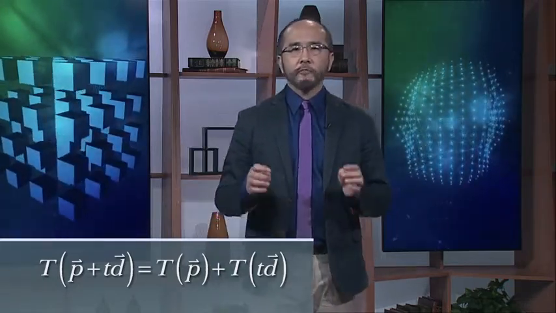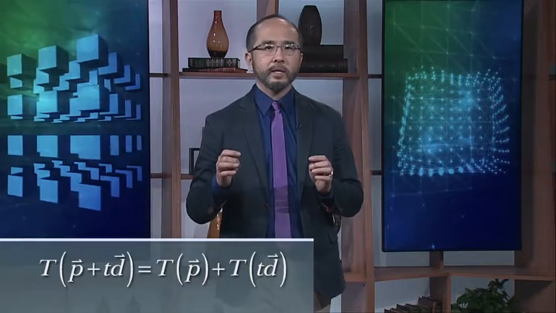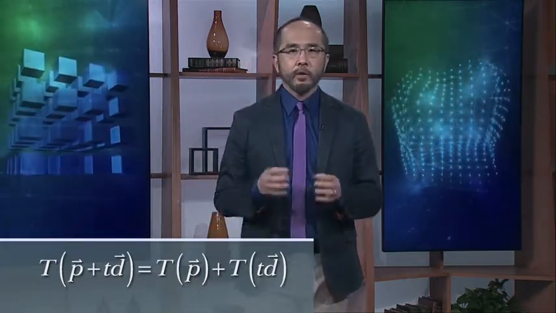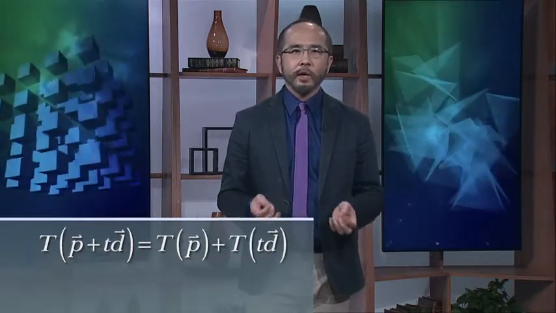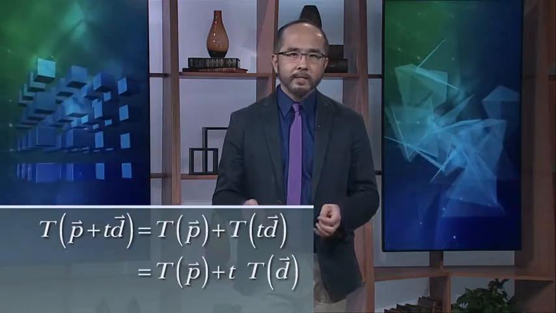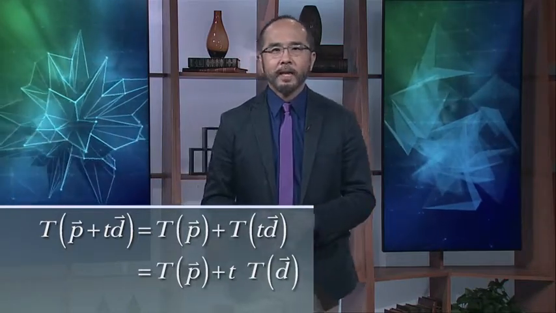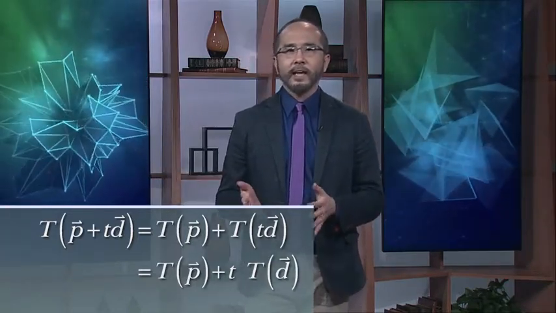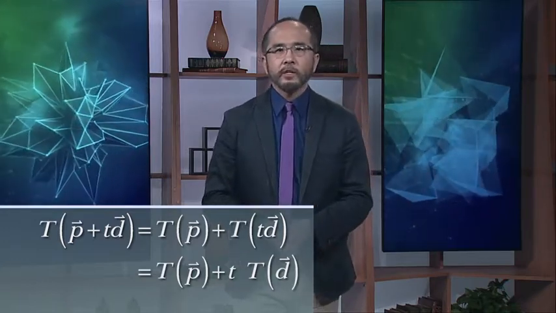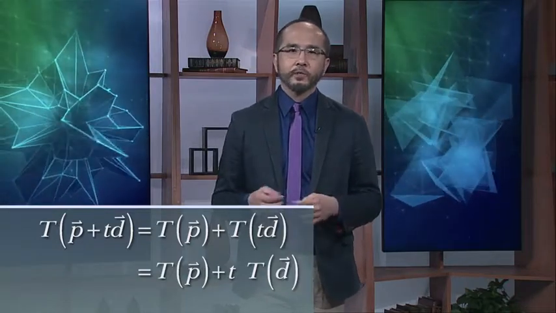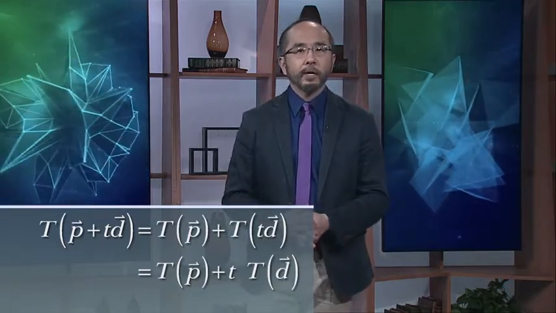We'll get T(p + td) = T(p) + t T(d), where little t runs through all real numbers. But this is just the point T(p) plus little t times a direction vector, capital T(d). In other words, you get a line and it passes through T(p) and extends along the direction T(d). So the transformation T takes a straight line L in R^n to a straight line L' in R^m.